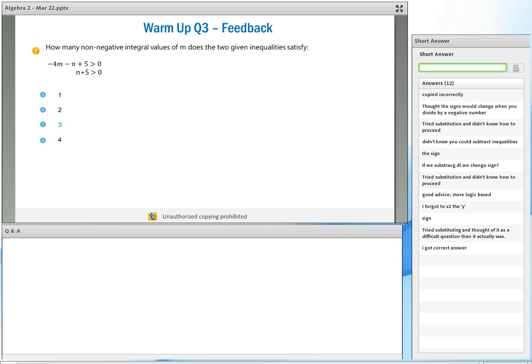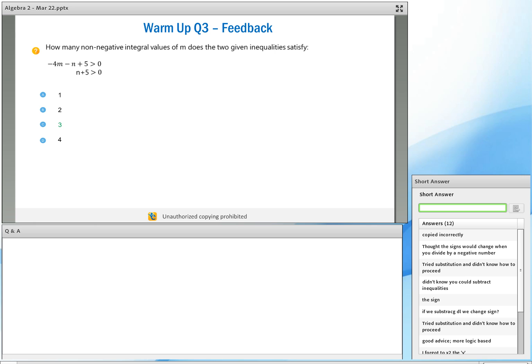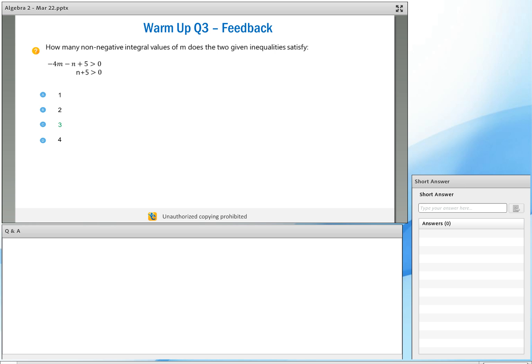Here is a third question, and on the third one, you guys made quite a few mistakes. I'm going to clear this out. Essentially, you're given two inequalities, and you have to read the question: how many non-negative integral values of m do the two inequalities satisfy? You're given these two inequalities, minus 4m minus n plus 5 is greater than 0, n plus 5 is greater than 0, and essentially both of them have the same sign.